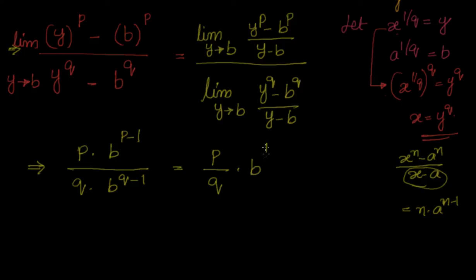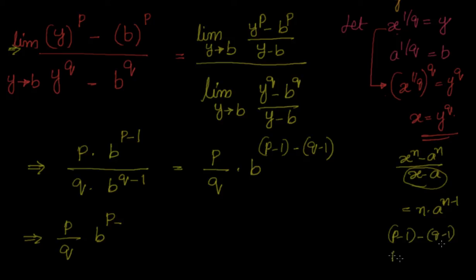into b to the power of p minus 1 minus of q minus 1. Let us simplify that: p minus 1 minus of q minus 1 is p minus 1 minus q plus 1. So minus 1 plus 1 cancels, and I have p minus q. But we are interested in p by q, correct?